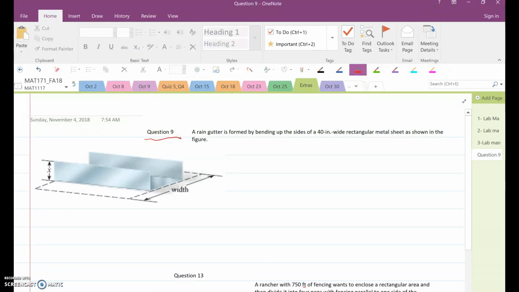Okay, a rain gutter is formed by bending up the sides of a 40-inch wide rectangular metal sheet as shown in the figure. So I think this picture is not very helpful. That could be the problem of it. So if you want to have a look at the picture in a bird view, when we move up the sides, that's what we're doing actually. So this is that X here, referring to the X's there.